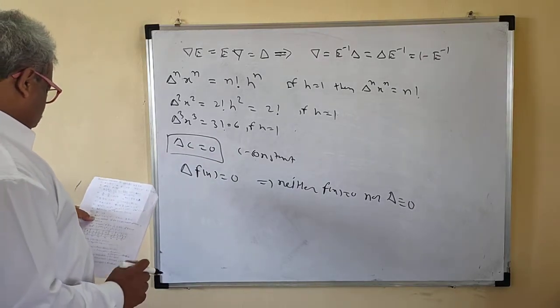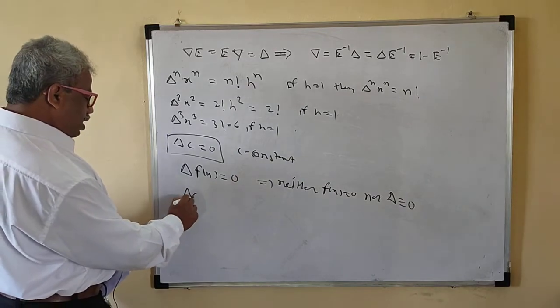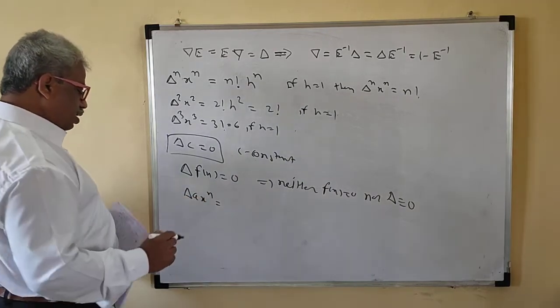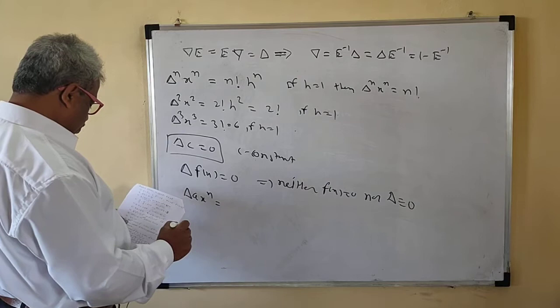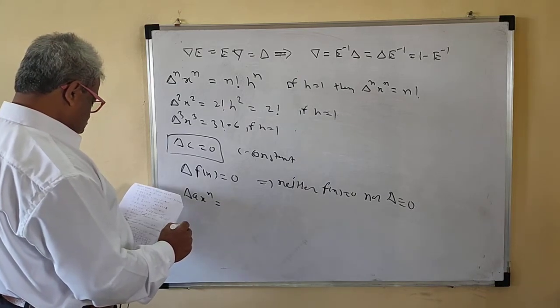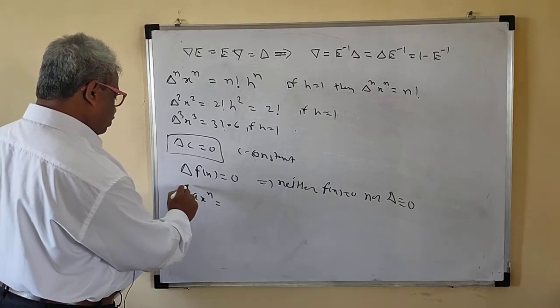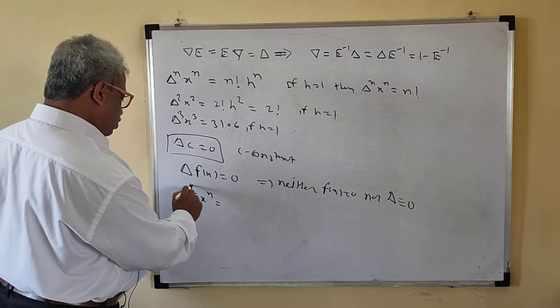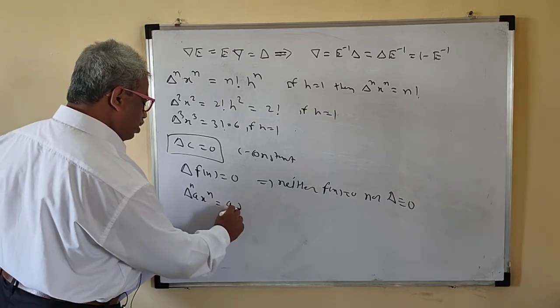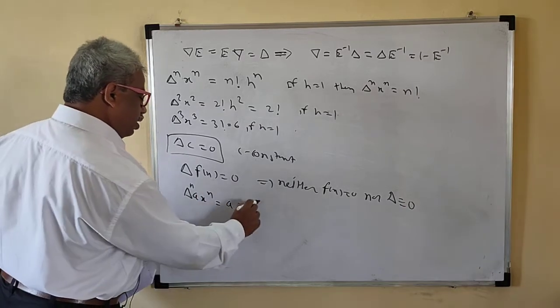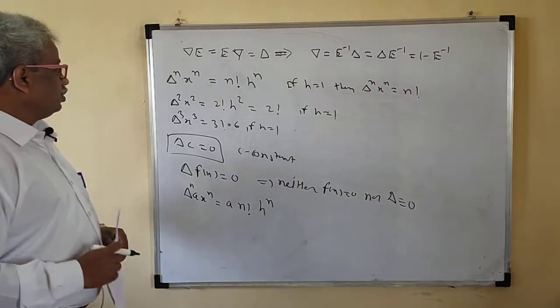Now next, delta n of a x to the power n is the same as this, so this is n factorial h raised to n. Same thing here.